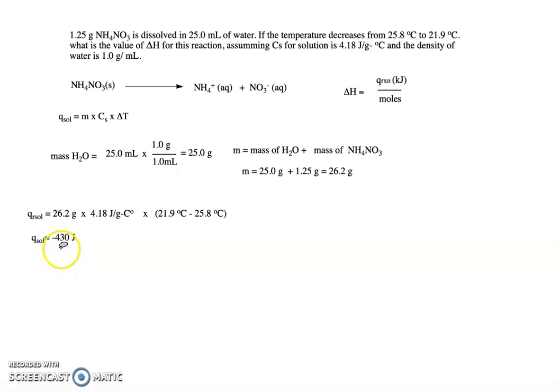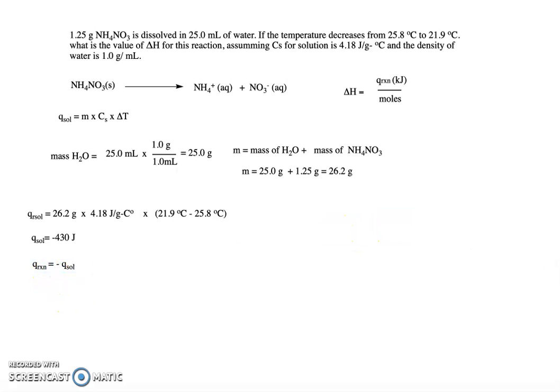Now you might be tempted to say, oh, I can plug this into delta H right now because I've got the heat. But remember, we have to do two things. We have to get from the heat of solution to the heat of reaction, and we need to go from joules to kilojoules. So how are we going to go from solution heat to reaction heat? We remember the relationship that says Q reaction is the opposite of the Q solution. So there's a negative sign in front of the Q solution. If the solution gains heat, the reaction loses exactly the same amount of heat. If the solution loses heat, the reaction gains just as much heat. So that's what we're going to do.